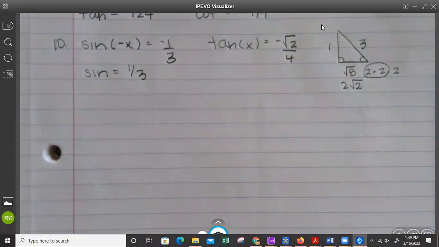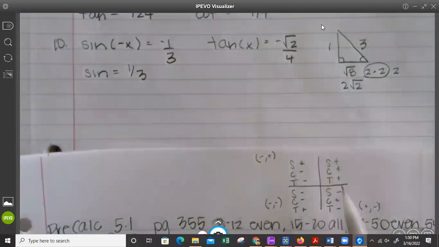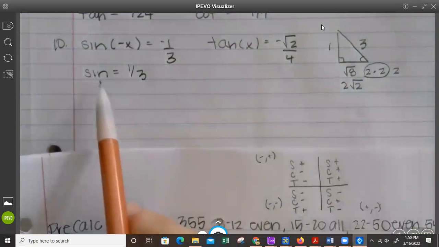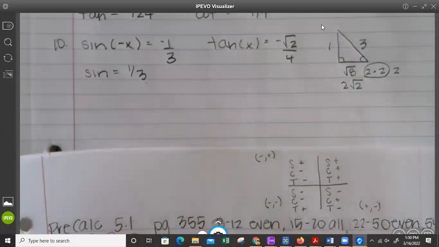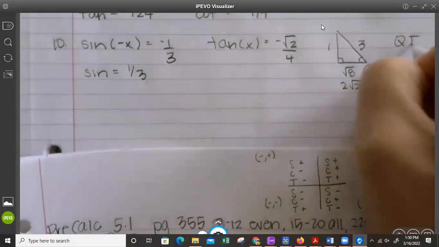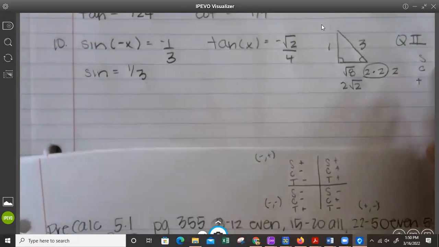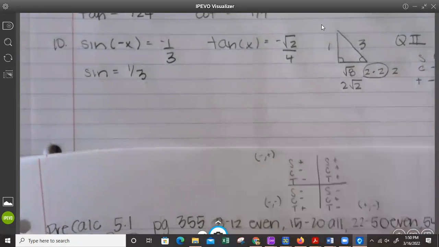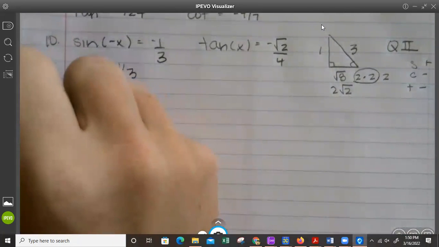Now that I have my triangle, the only thing I need to worry about are my signs. So if we go back to this little chart right here, where is sine positive but tangent negative? Quadrant 2. So we are in quadrant 2. That means sine, cosine, tangent: sine is positive, negative, negative. So that way we'll know what our signs are.